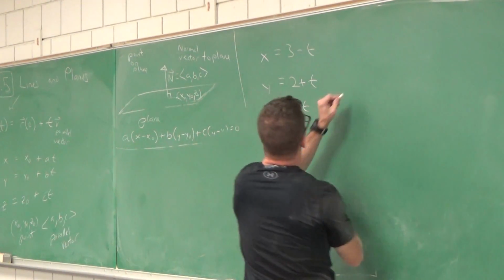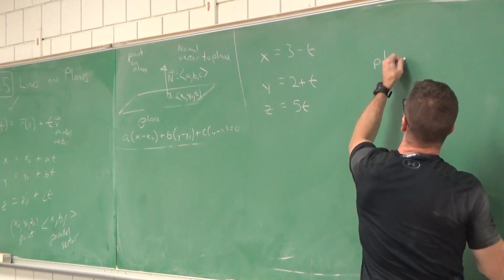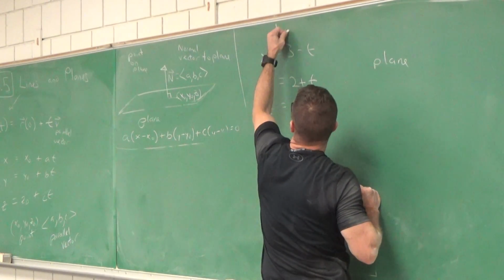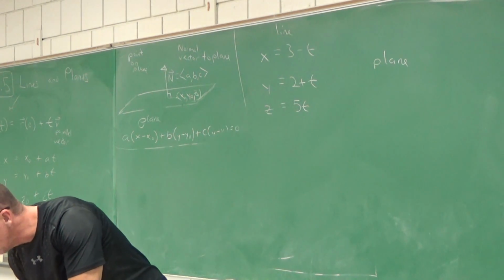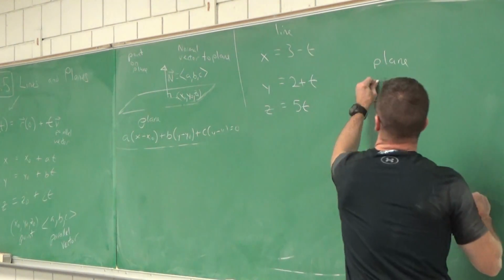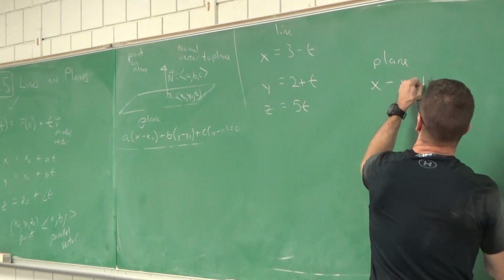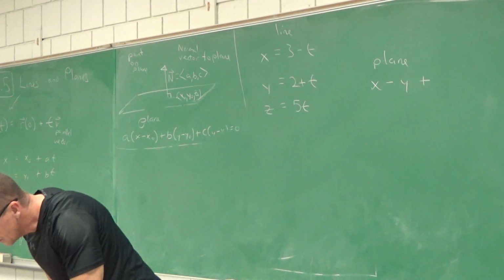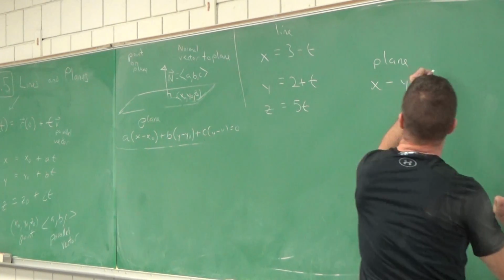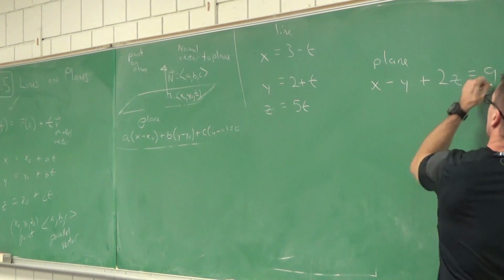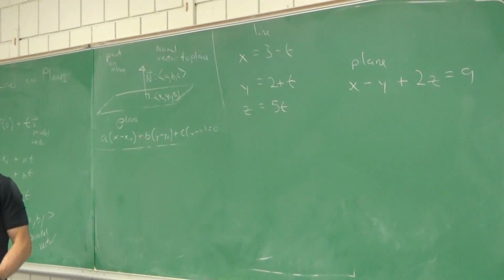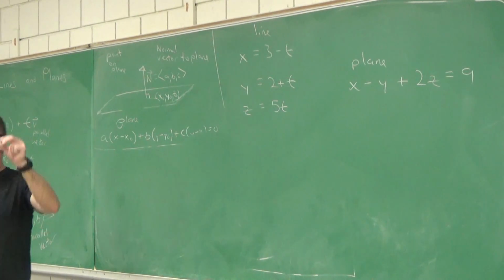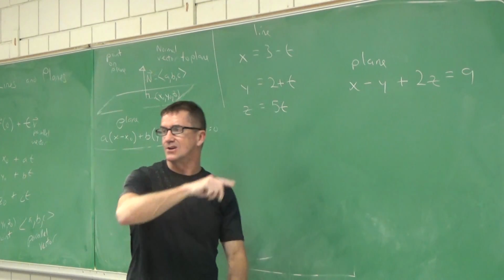Here's the plane. So I'll just write line, parametric equation of the line. Here's the plane equation: x minus y plus 2z equals 9. Okay, there's the line, there's the plane. The question: find the point where the line intersects the plane.